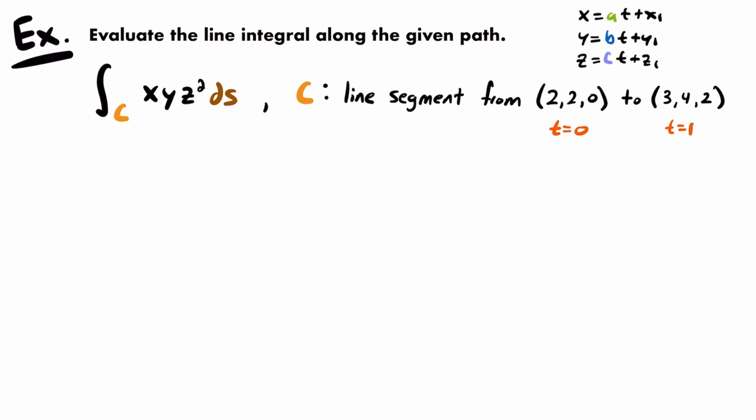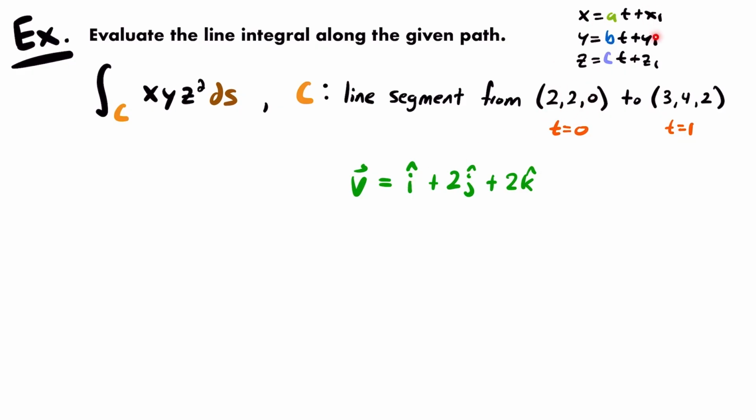Okay, so let's start by finding that direction vector, vector v. The x component will be the difference in the x coordinates between the terminal and initial point. You'll take 3 minus 2, which is 1. That's just equal to i. Then that will be added to the y component. So take the difference in the y coordinates. 4 minus 2 is 2. So you'll have 2j. And then for the z component, take the difference in the z coordinates. And 2 minus 0 is 2. So we get 2k.